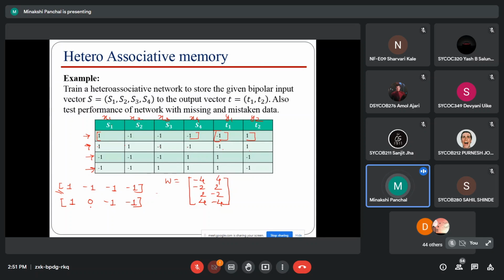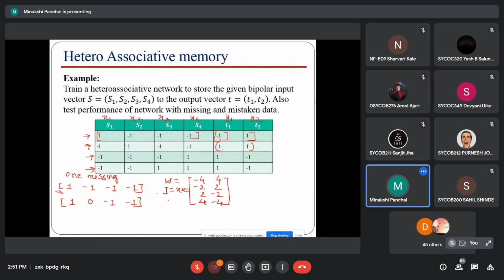इसमें मैंने क्या कर दिया? One value is missing. So I want to check, even though the value is missing, whether I am getting the same output. मुझे -1 1 ही मिलेगा या कुछ और आउटपुट मिलेगा, that I need to check. So फिर से स्टेप क्या रहेगा? Find out I equals x into w. Okay, x into w हमें find out करना है.